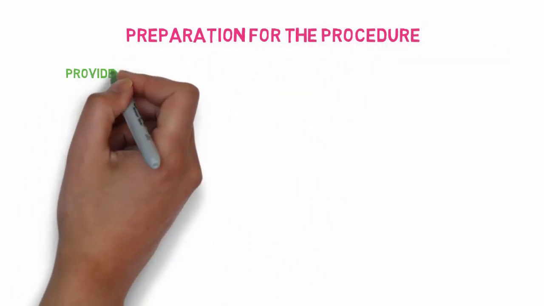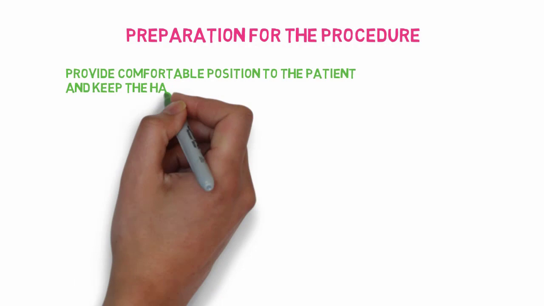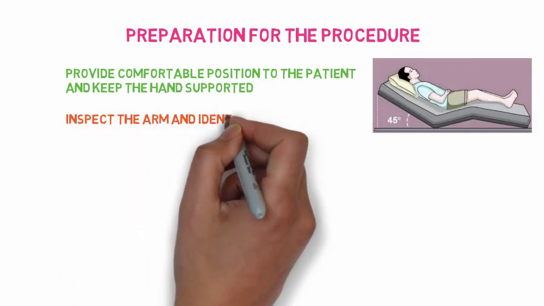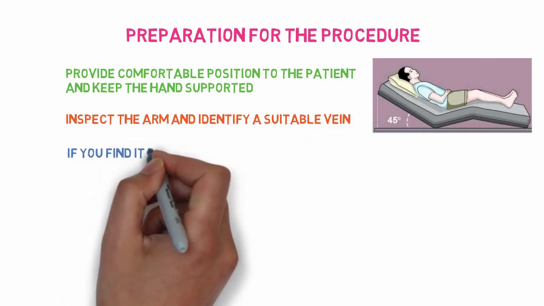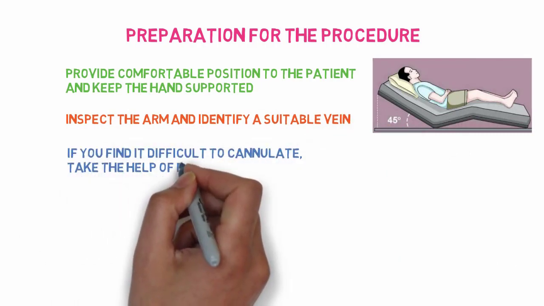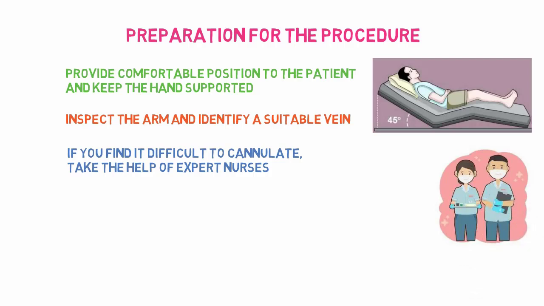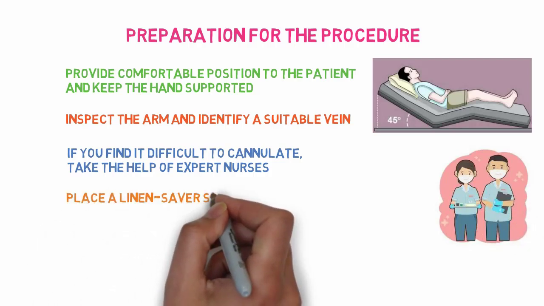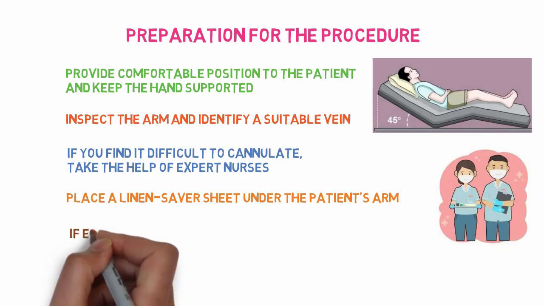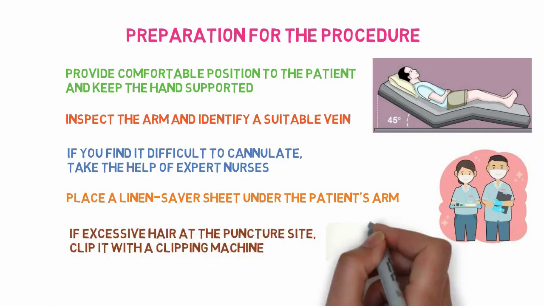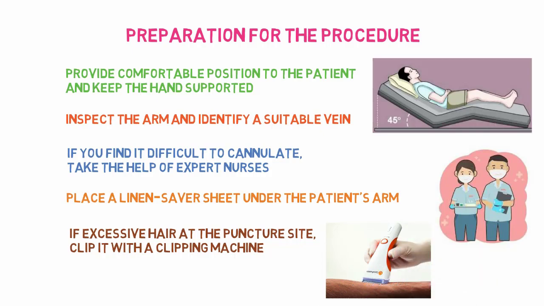Preparation for procedure. Provide a comfortable position to the patient and keep the hand supported. Inspect the arm to identify a suitable vein. If you find it difficult to cannulate, or you are in doubt whether you will be able to do it, take the help of expert nurses. Place a linen saver pad under the patient's arm. If excessive hair is present at the puncture site, clip it with a clipping machine.